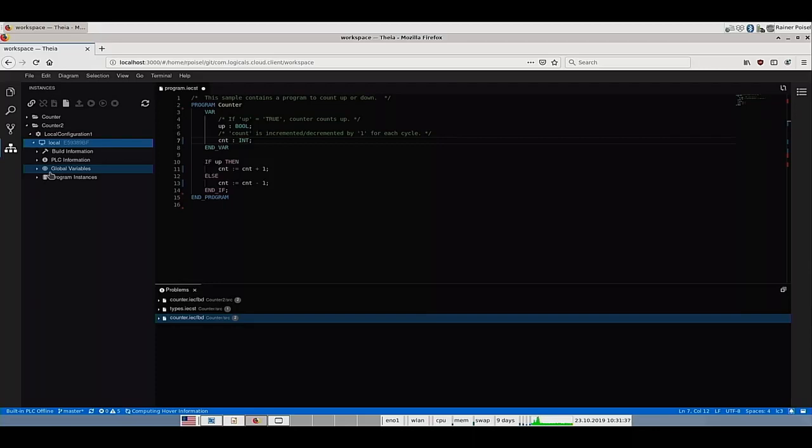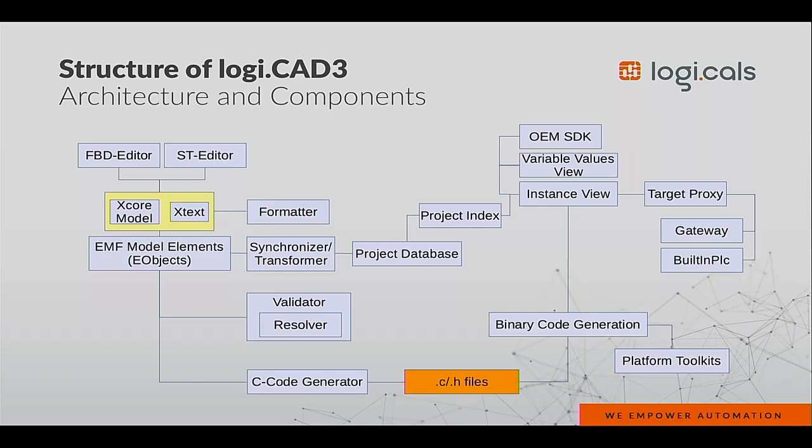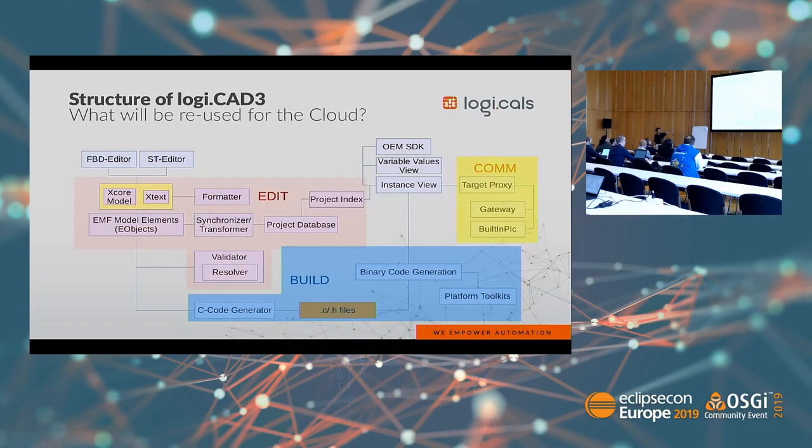So now let's talk about what's going on behind the scenes. This is, again, a very high-level view of Logica 3. It's a bit more in detail than we've seen before with the three components. The question is now, how much of Logica 3 has been reused to implement what we have now for Logic Cloud? And the answer is almost all of it. So all the language parts could be reused, all the build infrastructure could be used, and the target communication could be reused.